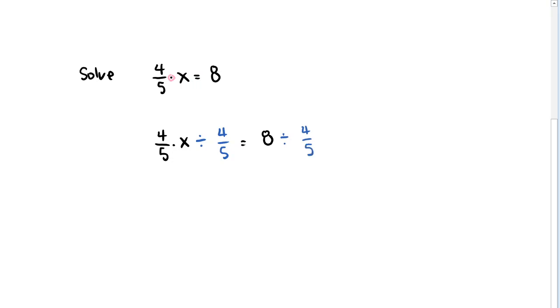If 4 over 5x is the same as 8 to begin with, dividing both of these quantities by 4 over 5 will amount to the same value. And so how do we divide by a fraction again?